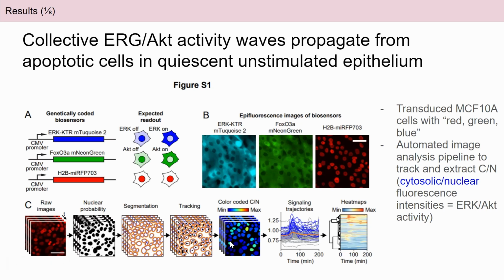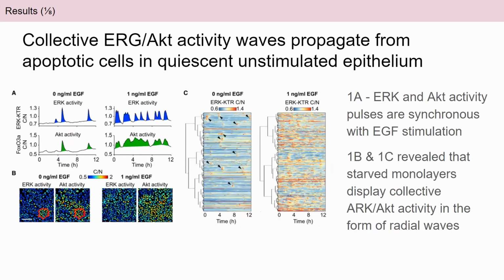As soon as they see it, they will try to process it and extract the so-called ratio of cytosolic over nuclear intensity. So this is representing the ERK or AKT activity. Okay, so after they have set up these things, now is the time for them to test whether the ERK AKT activity is affected by the EGF, the epithelial growth factor, or not. Obviously from A here, without EGF or with EGF, there is a difference.